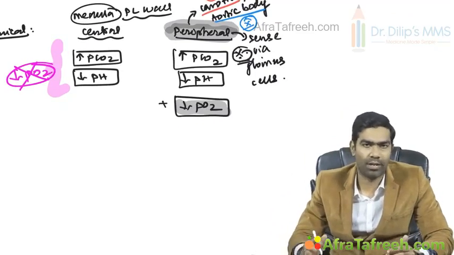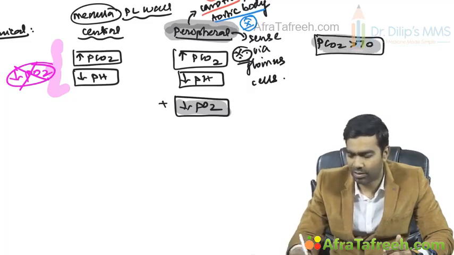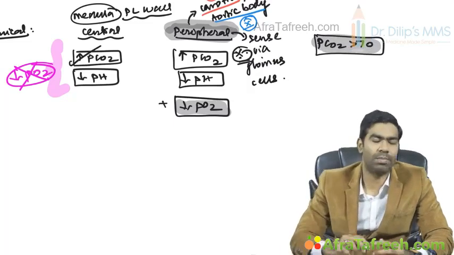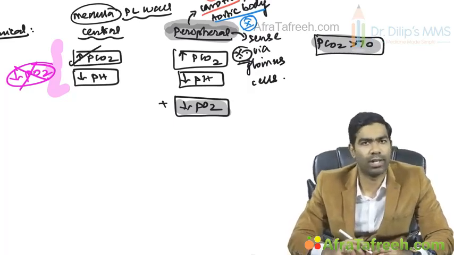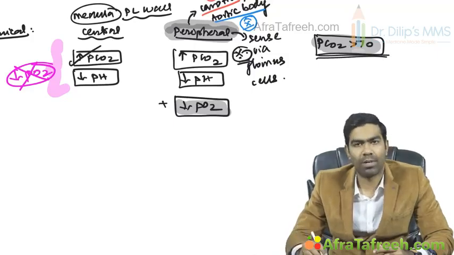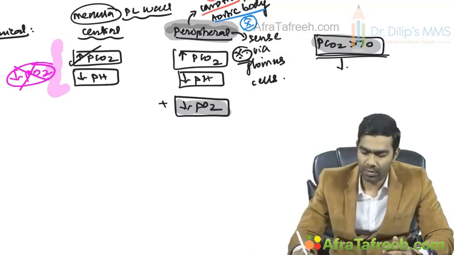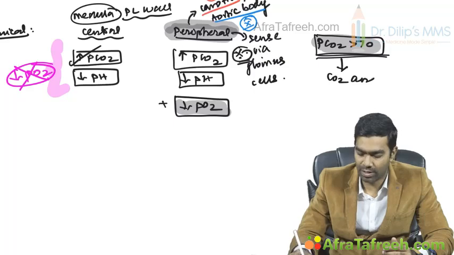For respiratory drive from the chemical side, a very high PCO2, more than 70. Remember, this could come as a surprise. Here I told you high PCO2 is a stimulus for respiration, but only to an extent. Once the PCO2 crosses this 70 mark, paradoxically respiration will start decreasing. And this is what we refer to as CO2 anesthesia.